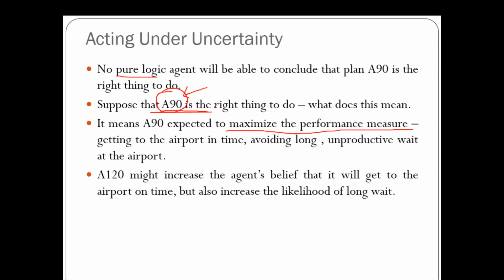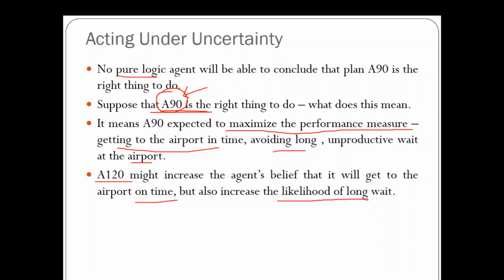So what is the performance measure? The performance measure may depend on several parameters. For this example, the two main performance measures are getting to the airport on time and avoiding a long and unproductive wait at the airport. There may be another plan, A120, which might increase the agent's belief that it will get to the airport on time, but also increase the likelihood of a long wait.